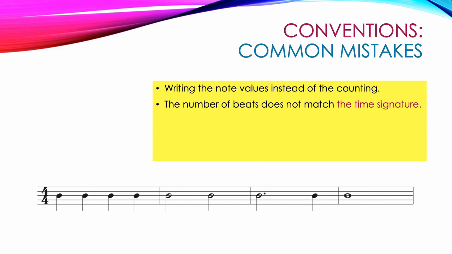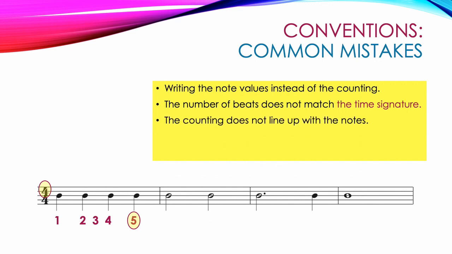Another mistake we see is that the number of beats does not match the time signature. For instance, if we saw in the first measure 1, 2, 3, 4, 5, that would be a mistake because our top number of our time signature says that every measure can only have 4 counts and we're showing 5.